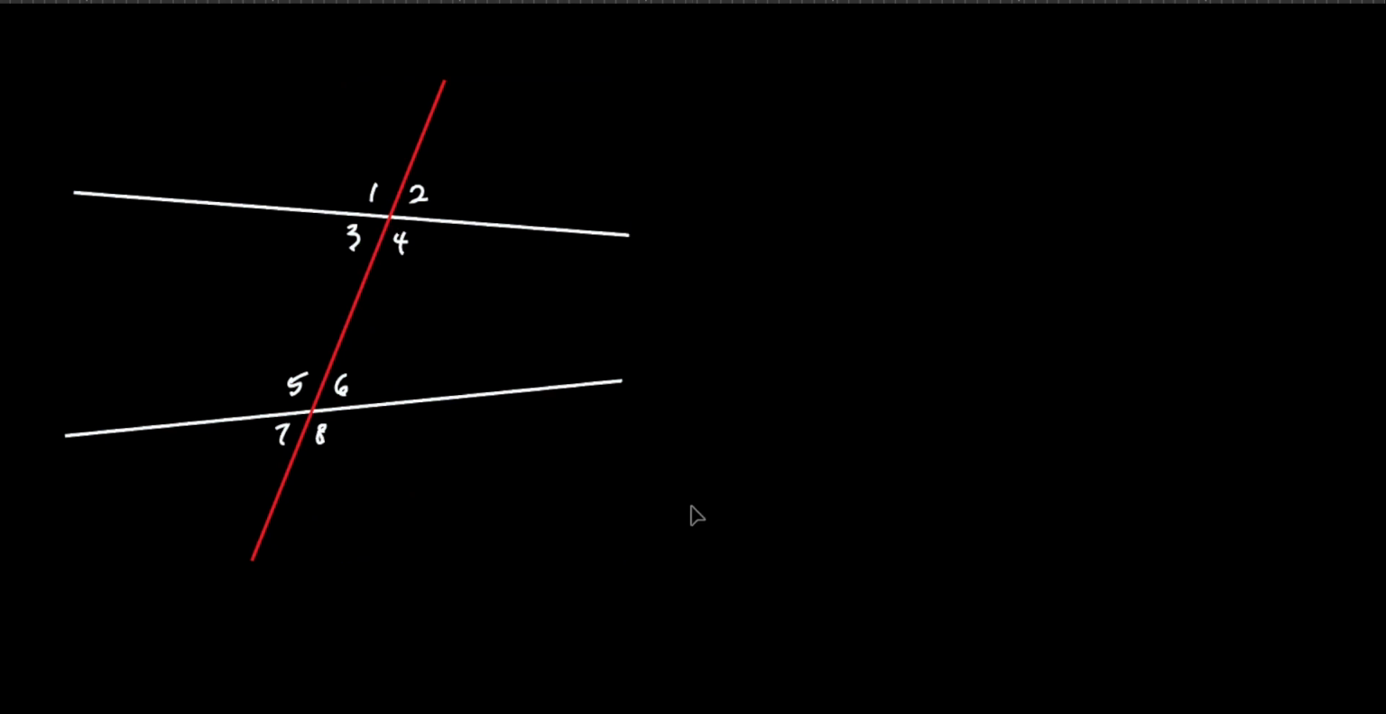All right, now we have special names for some relationships between these angles, all right? And let's talk about some of them. So the first one is going to be corresponding angles. I'll just put the angle symbol. Angles, apostrophe S. So let's talk about which ones are corresponding.